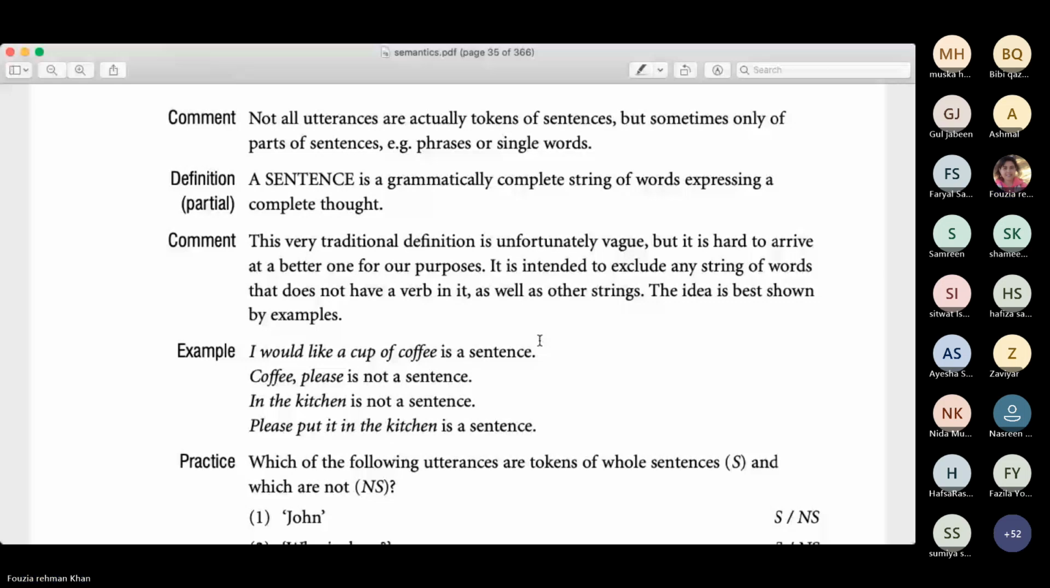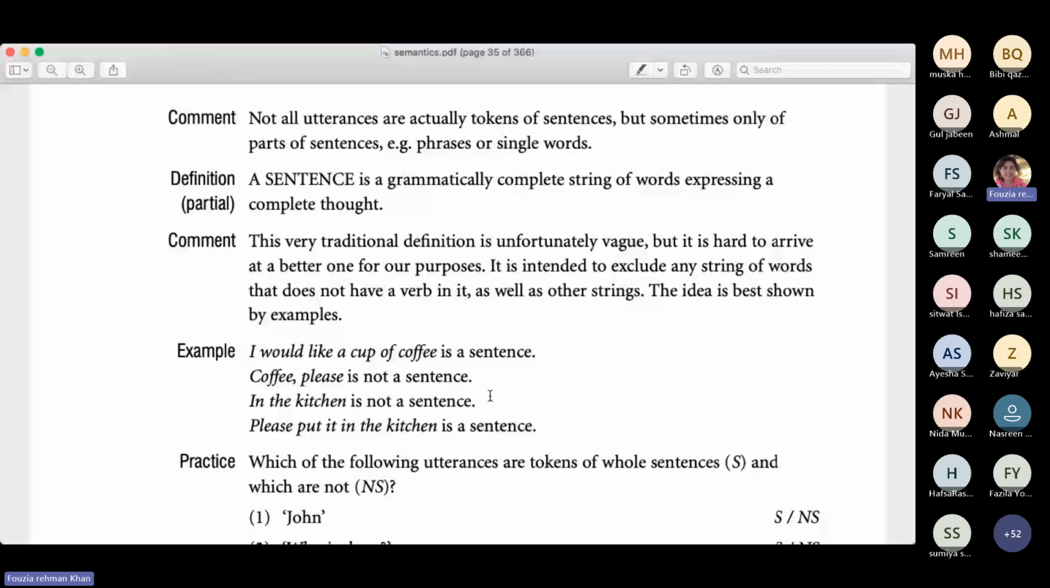It is intended to exclude any string of words that does not have a verb in it, as well as other strings. The idea is best shown by examples. Let's see some examples and then we move forward. I would like a cup of coffee. It's complete. Okay. Coffee, please. It's not a sentence. In the kitchen is not a sentence. Please put it in the kitchen is a sentence.